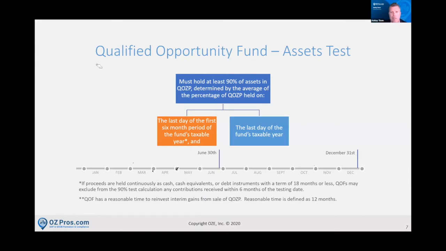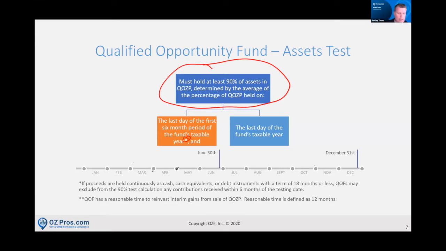Effectively, if you form and fund your QOF prior to June 30th, you're going to have a December 31st asset testing deadline. The reason is that you've got to hold 90% of your assets in qualified opportunity zone property. This is determined by the average of the percentage of QOZP held on the last day of the first 6-month period and then the last day of the fund's taxable year.